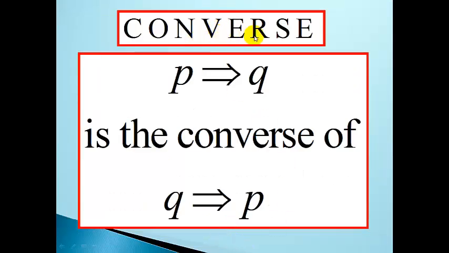Now let's look at the converse of a statement. Now P implies Q is the converse of Q implies P. P implies Q means that Q is true only if P is true. And Q implies P means that P is true only if Q is true. So P implies Q is the converse of Q implies P.